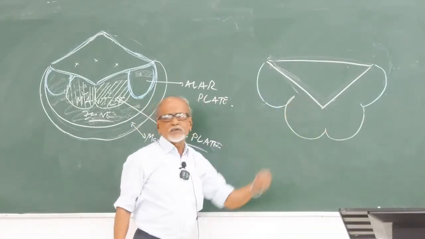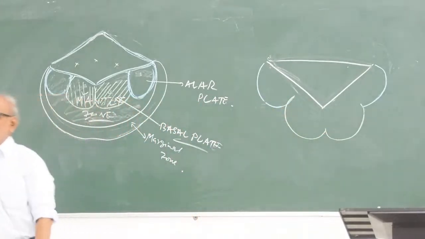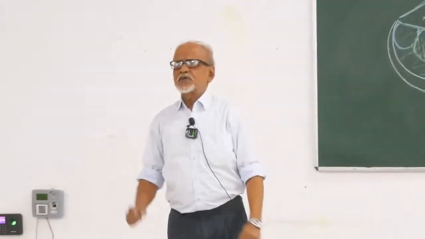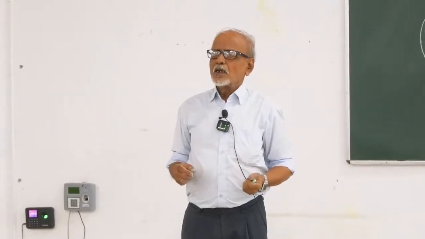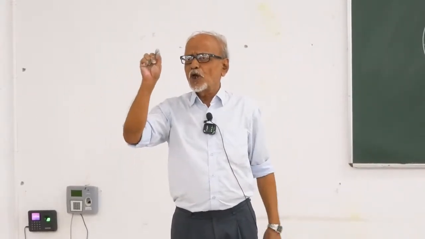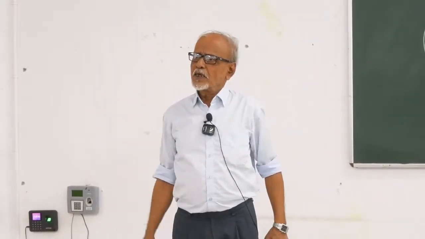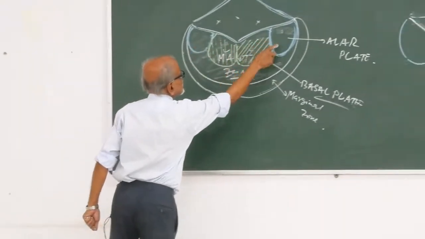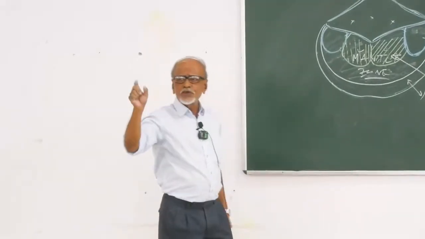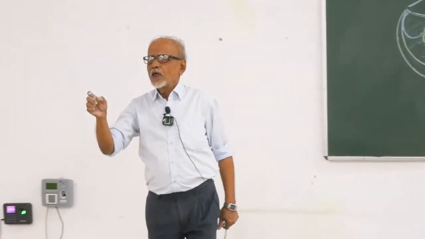So look, alar plates. These are like wings. The dorsolateral plates are like wings, that is why they are called alar plates. So laterally the plates are alar plates. The neurons are different in the basal plate and alar plate.